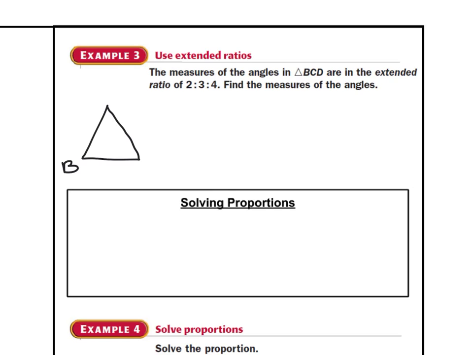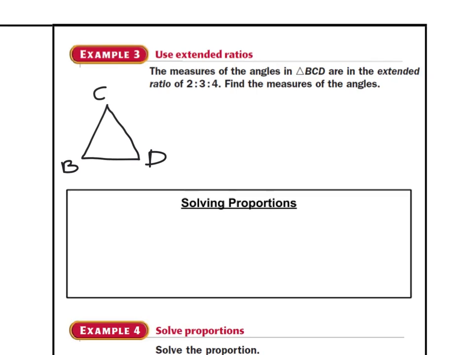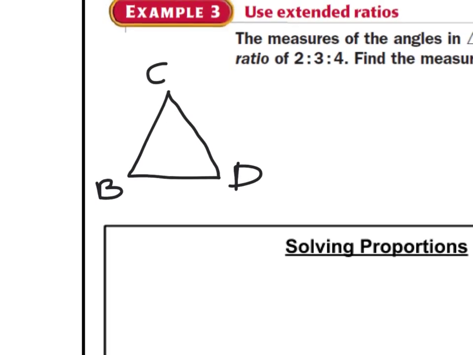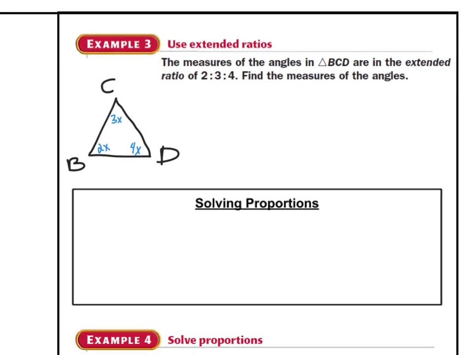BCD is a triangle, it says that we have, and the extended ratio for the angles is 2 to 3 to 4. So just like we did in the last one, we don't know what the angles are, so we'll put 2x, 3x, 4x. We talked about this before. What are the angles in a triangle sum to? 180. So we know that these 3 angles add up to 180.